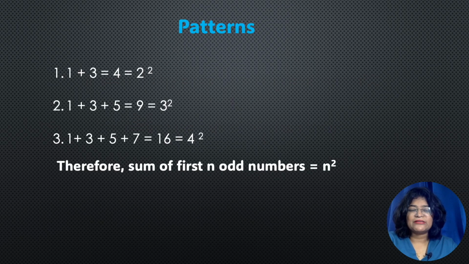Now consider patterns. See these patterns. 1 plus 3 is 4. You can also put it as 2 square. A number square is a number multiplied by the same number. 1 plus 3 plus 5 is equal to 9, which is 3 square. 1 plus 3 plus 5 plus 7 is 16, which is 4 square. Therefore, the sum of the first n odd numbers is the same as n square.